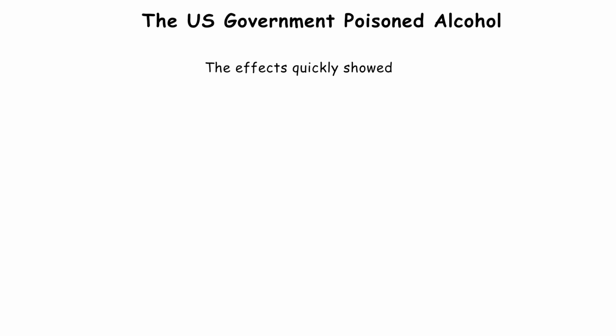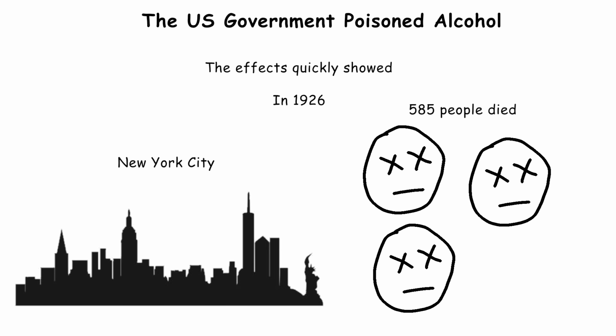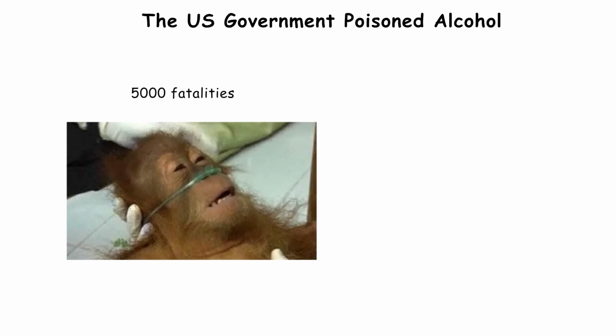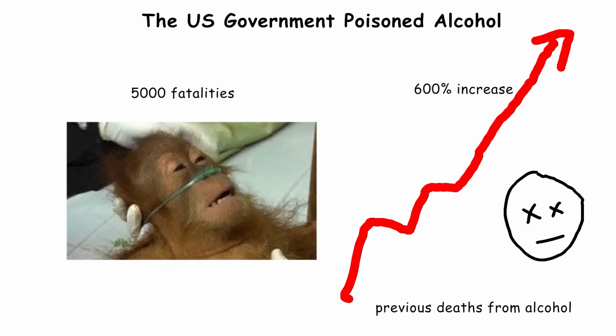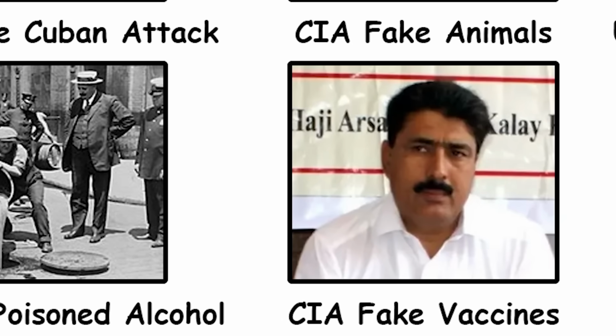The effects quickly showed. In 1926, in New York City, 585 people died from this government action, and over 5,000 fatalities from this poisoning. At least a 600% increase from the previous deaths from alcohol were said to have resulted in the entire country. CIA's fake vaccines.